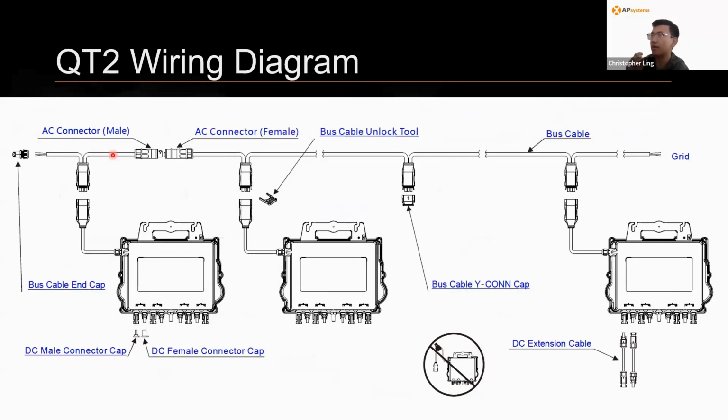Note that neutral and ground are not necessarily connected to the QT2s. We notice that some utilities, I don't know of any in Canada, most utilities don't make use of neutral and ground, and you only need to connect L1, L2, and L3 to the connections. But in terms of parts, it's very similar. You have the AC connector, AC bus cable, and so on and so forth.